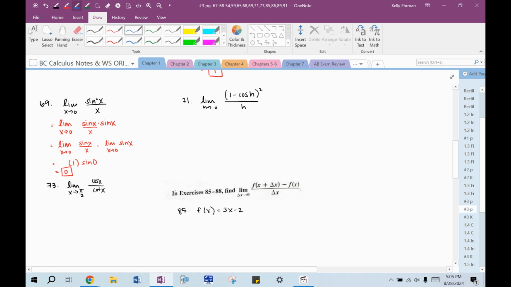All right, for number 71, this was the second trig limit that we talked about in our notes, and we talked about memorizing this as well. So without the squared piece, the limit of 1 minus cosine x over x as h approaches 0 is 0. So I can separate this out like I did on the last one. I don't want to FOIL this out, but I do want to just separate it. So I've got 1 minus cosine h over h, multiplied by another 1 minus cosine h. So I'm just taking the squared out and expanding it.